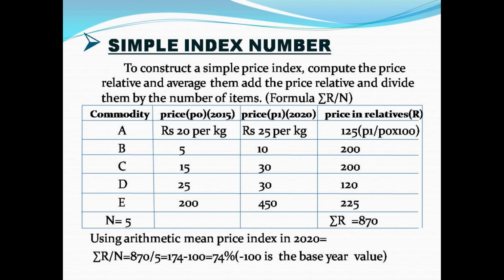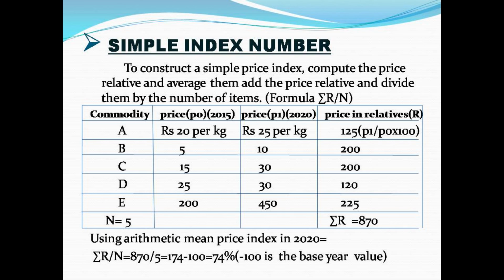Price relatives we can calculate with the help of current year price and base year price into 100. So, P1 divided by P0 into 100. Current year price divided by base year price into 100. 25 divided by 20 into 100, we will get 125. Next, 10 by 5 into 100, 200. 30 divided by 15 into 100, 200. 30 divided by 25 into 100, 120. 450 divided by 200 into 100, 225.